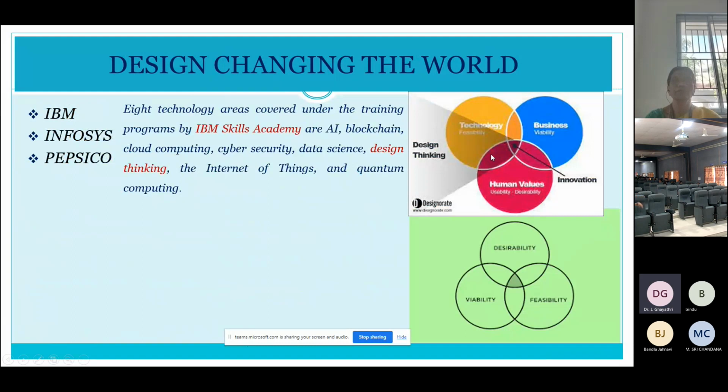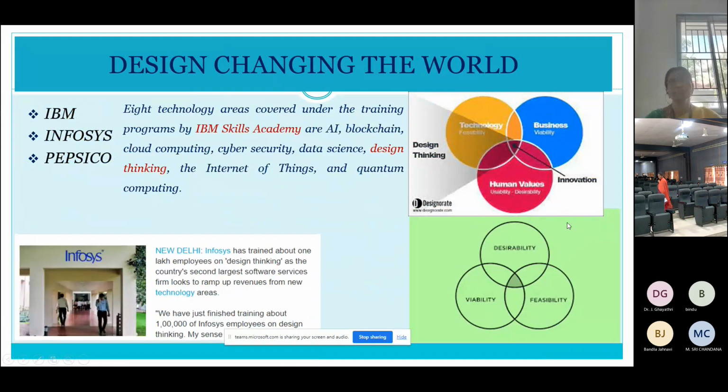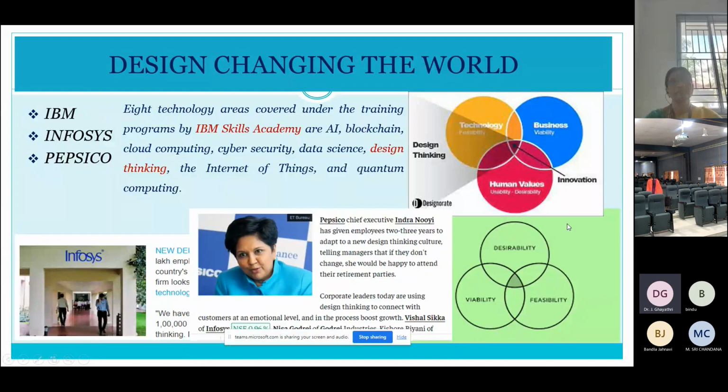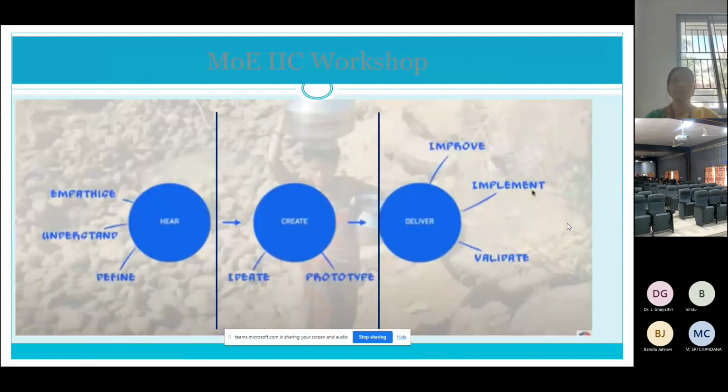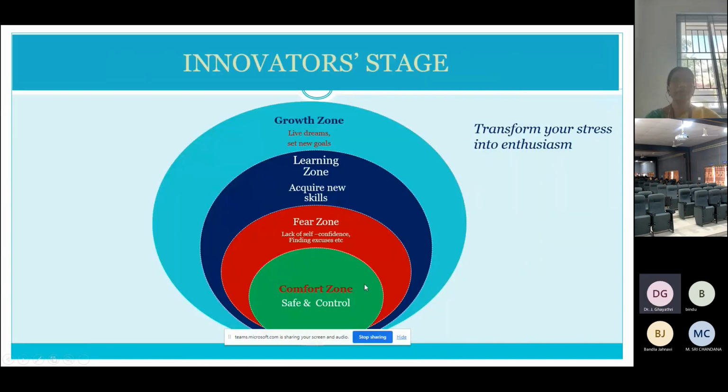Here you can replace your technology with your pharma technology. Infosys, PepsiCo, all the people are using design thinking now. So this is the thing I said. You are hearing something, and you are creating, you are doing the prototyping, and you are delivering and validating. So now we are in this one.